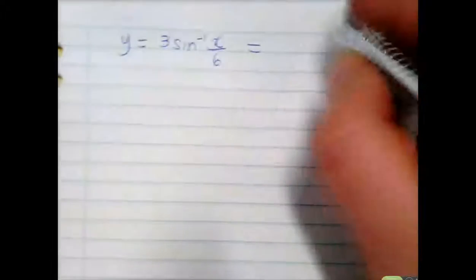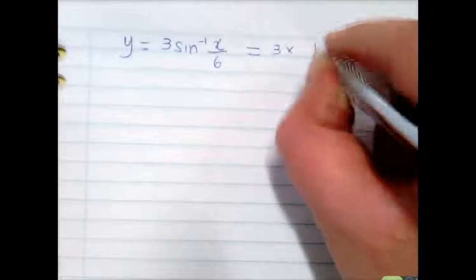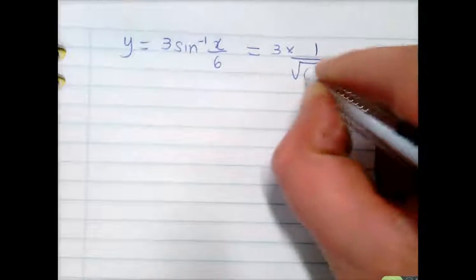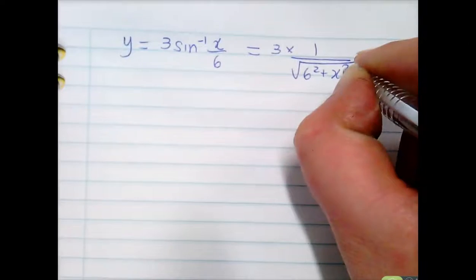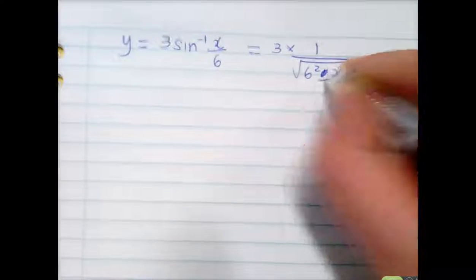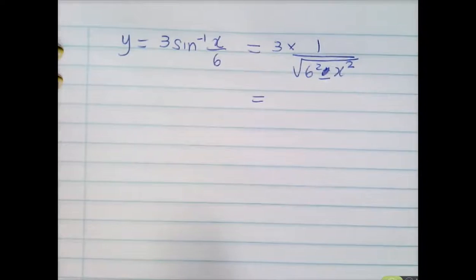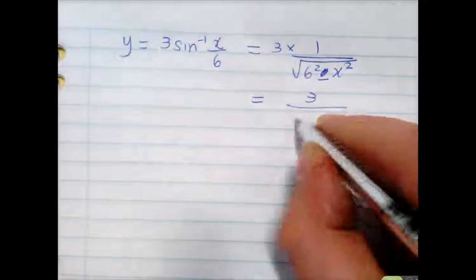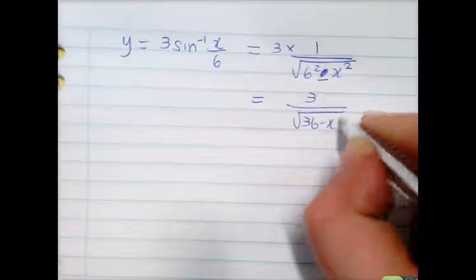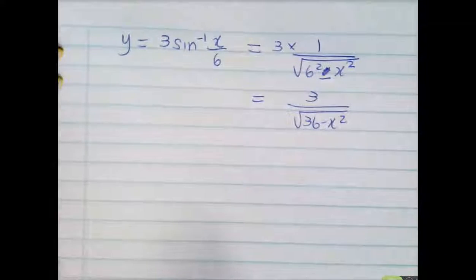So it's going to be 1 over, but it's going to be 3 times 1 over the square root of a squared, no, minus x squared. That one we go with the rule. 3 over the square root of 36 minus x squared. So sometimes yes, sometimes no.